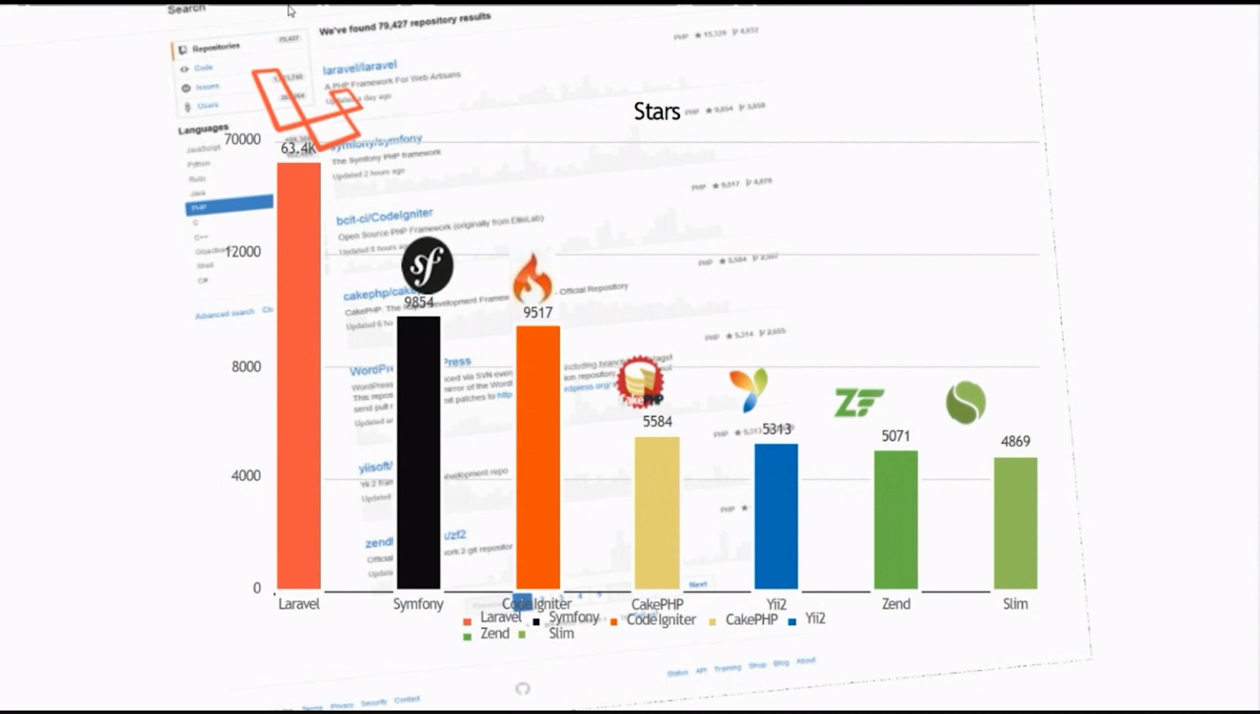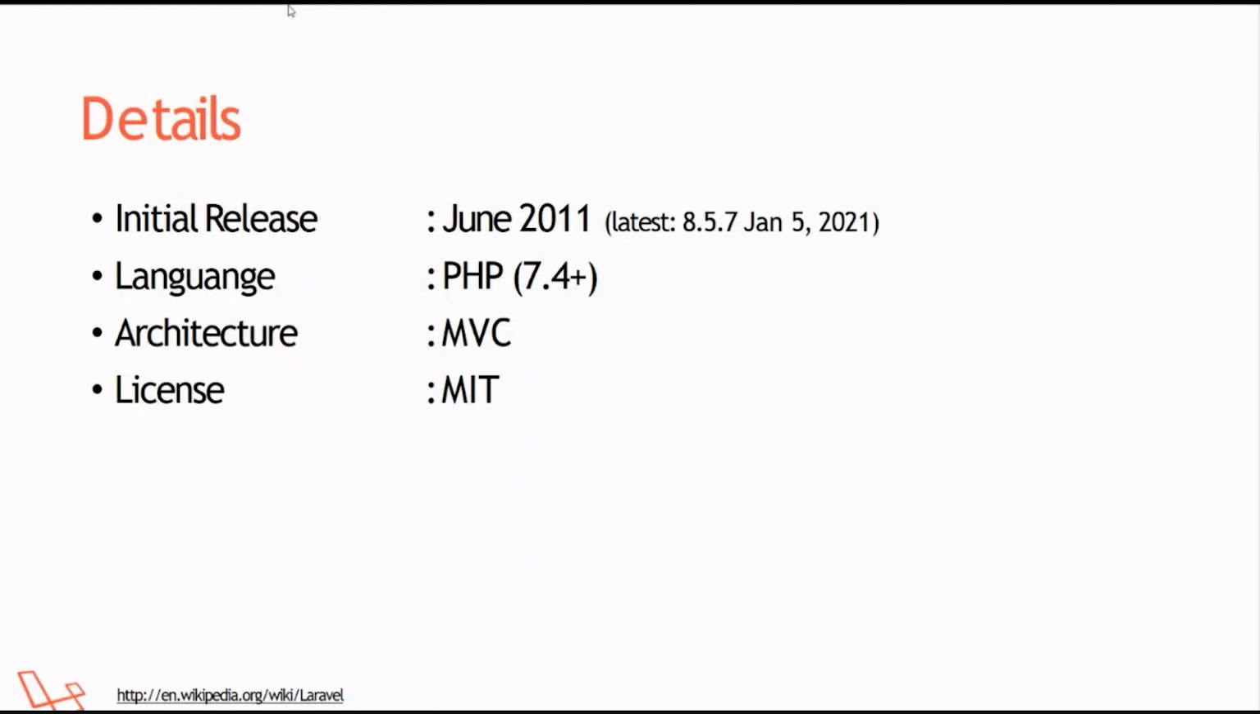Understand this thing, as well as that it currently has 63.4k stars. So many people have starred this on GitHub so that they can directly start with this framework. These likes and stars would change based on the releases or certain things in the market, so it is ever changing. The initial release was in June 2011.